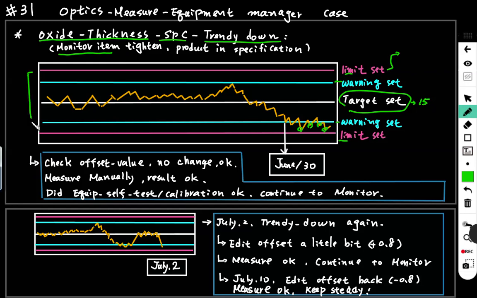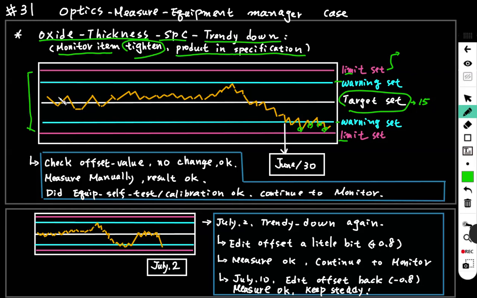This chart's scale is being tightened very, very much. Due to that, the product measuring is still in specification, because the product specification is still reasonable, not being tightened. So this chart is being tightened, but engineers still have to do the investigation with it.